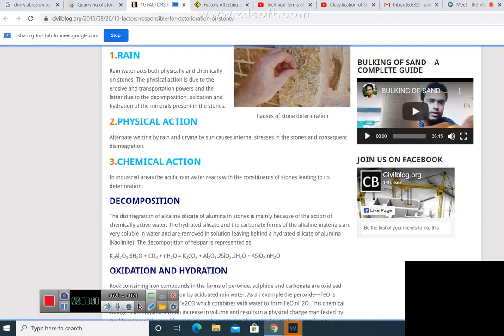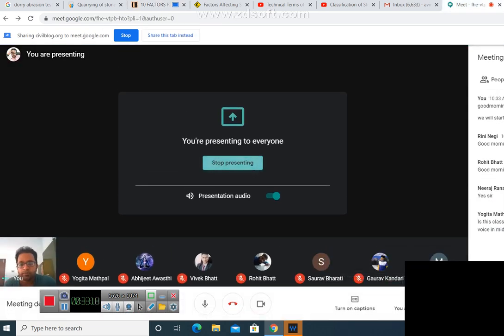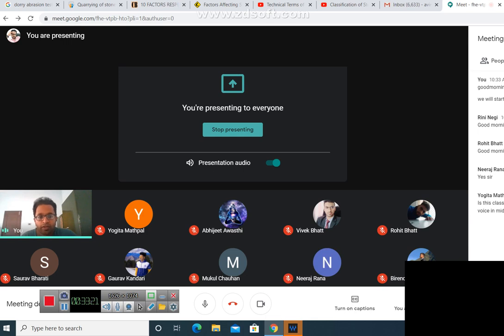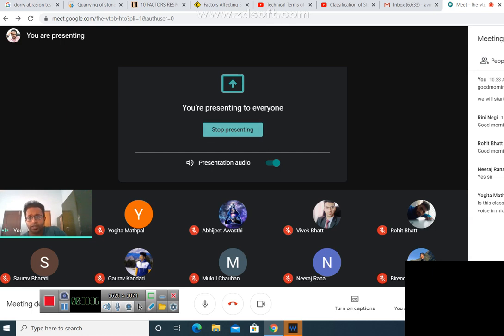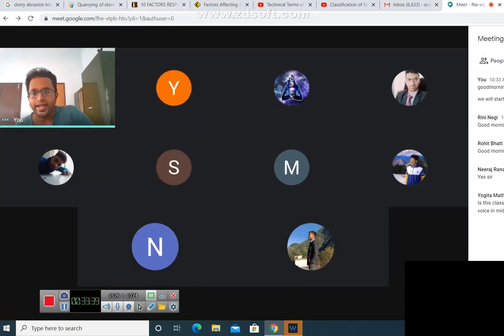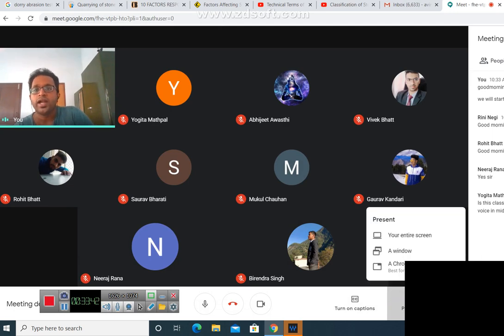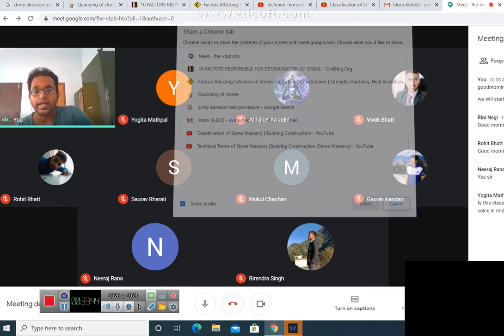Here you are seeing the rain. The rainwater will be acting physically and chemically on the stones. The physical action is due to erosive and transporting powers, and the latter is due to decomposition. Once the rock surface comes in contact with water, certain chemical changes may happen in the structure of the rock, not in all rocks but in some rocks. So, rainwater can affect the stones physically as well as chemically. One important factor causing the deterioration of rock is rain.